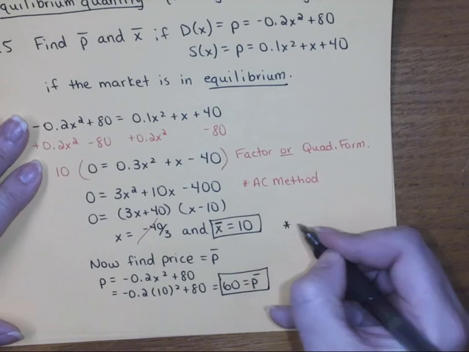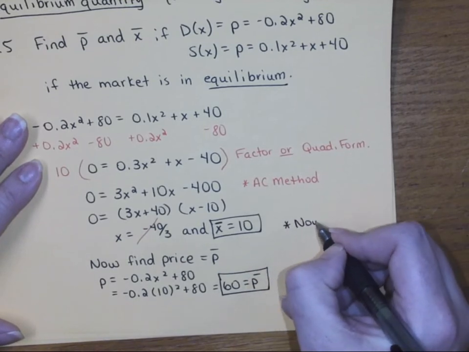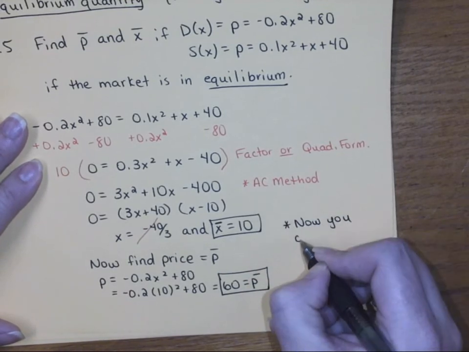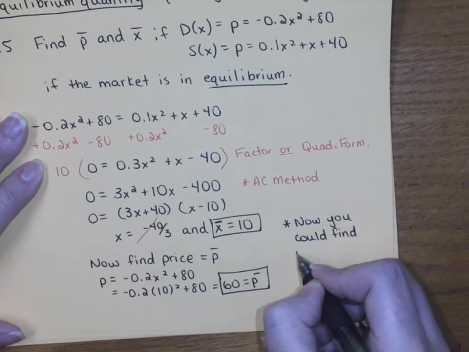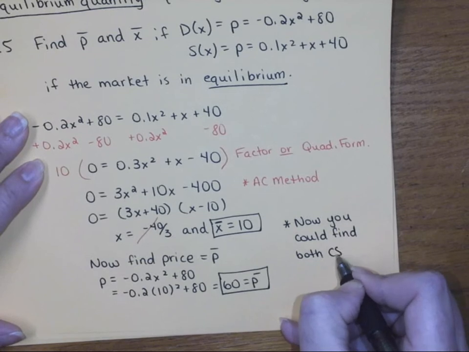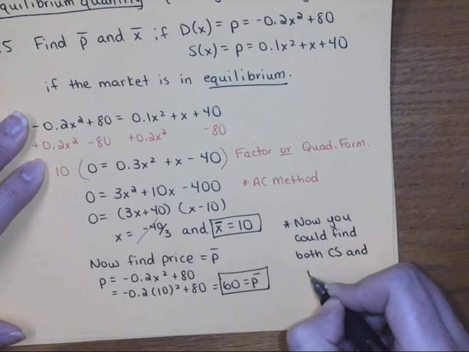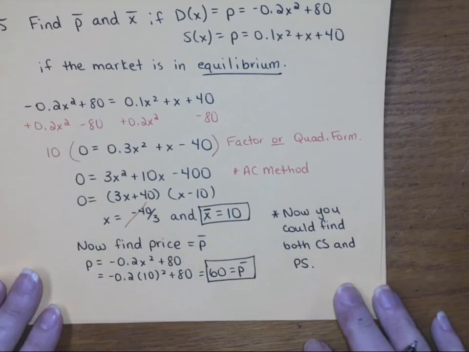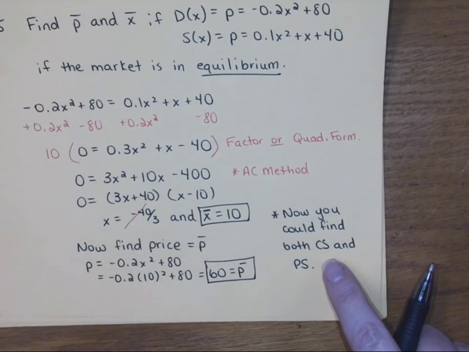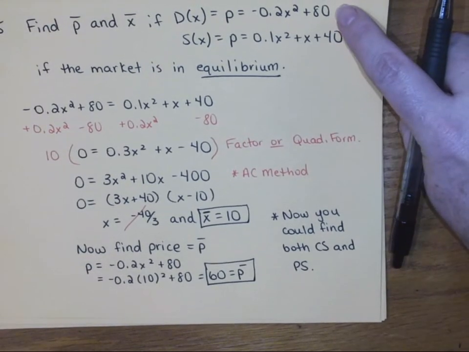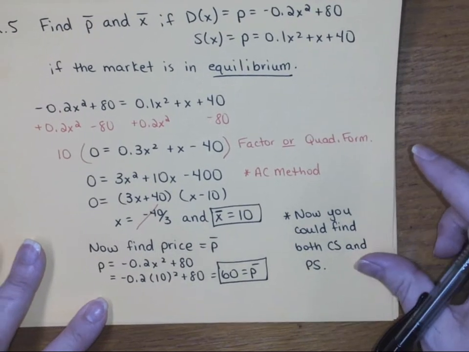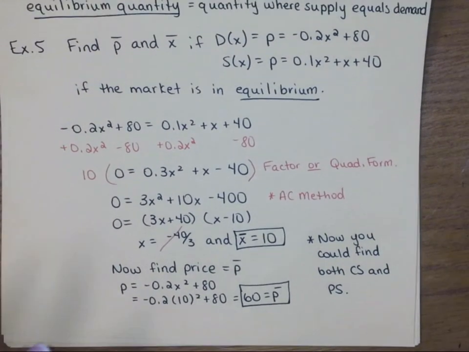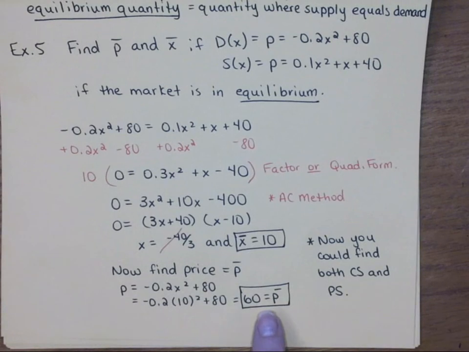And notice we're not going to do it because we already practiced one of these each, but now that you know x and p, you could find both consumer surplus and producer surplus. Just remember that when doing consumer surplus, you'll use the demand equation. When doing producer surplus, you'll use the supply equation. So there might be a problem on the homework where you have to do this all the way out, but from here on out, you can do it just like examples 3 and 4 in this lesson.